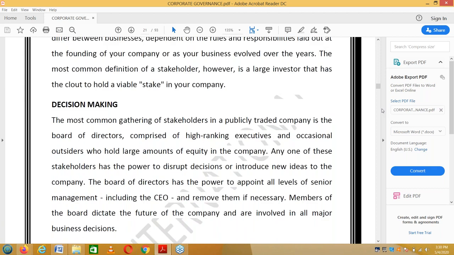Now, let's look at decision making within the company. The most common gathering of stakeholders in a publicly traded company is the board of directors, comprised of high-ranking executives and occasionally outsiders who hold a large amount of equity in the company. Any one of these stakeholders has the power to disrupt decisions or introduce new ideas to the company. Now, in decision making, the stakeholders have the authority to rearrange how a decision is being made within the company, or can also introduce new ideas to the company.